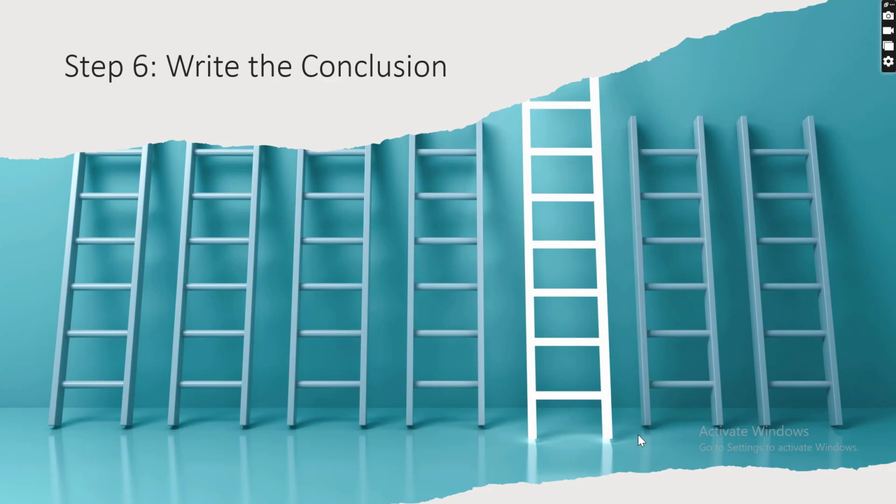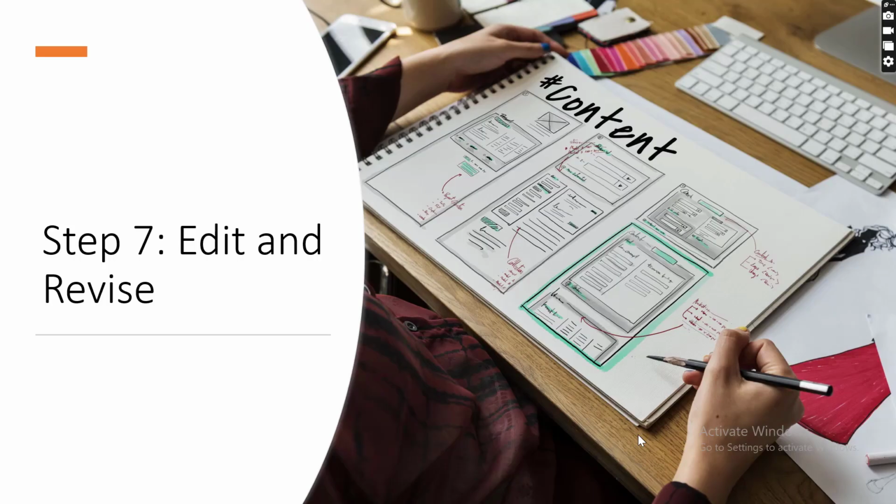After the conclusion is not the end. We have the last step, and it is step 7. Edit and revise. Never submit your paragraph directly to your instructor. Always edit and revise your paragraph. Once you have written your paragraph, it's important to edit and revise it. This involves checking for grammar, spelling errors, making sure that your ideas are clear and concise.